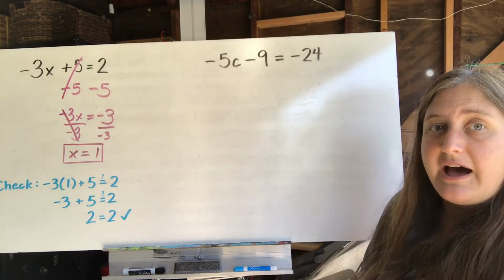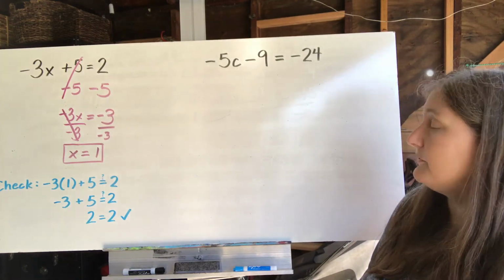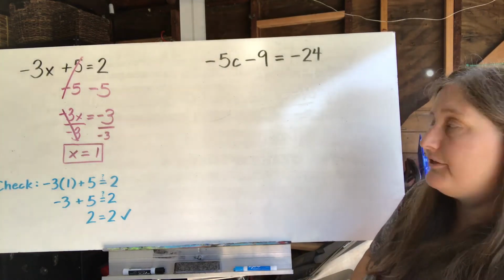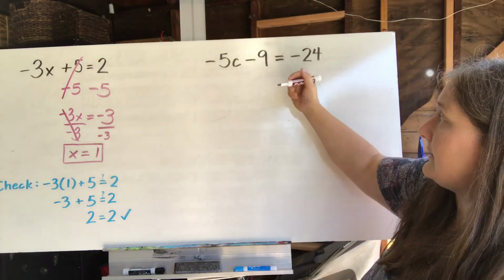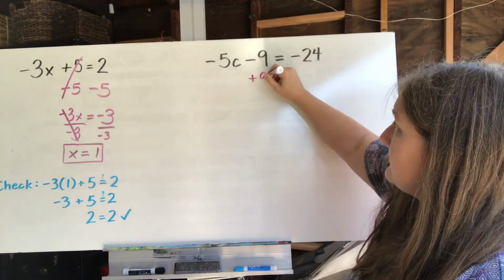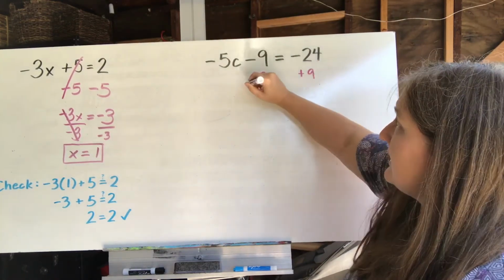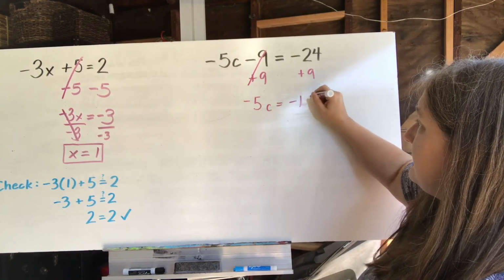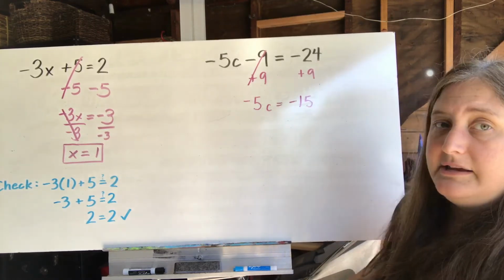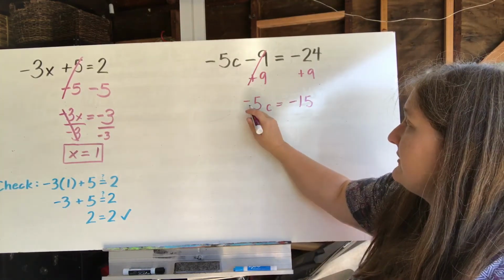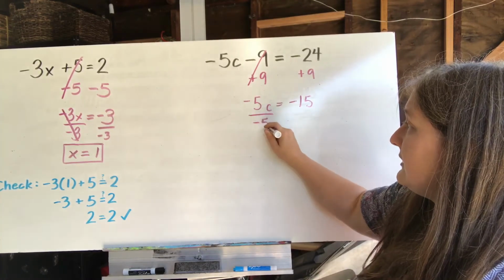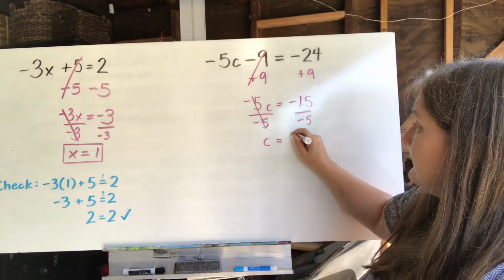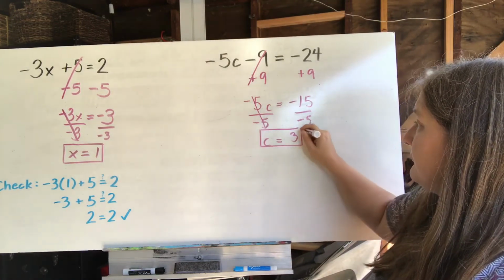Let's try one together. So here I have negative 5 times c minus 9 equals negative 24. So I'm trying to isolate my variable. I'm trying to get c by itself. The first thing I'm going to get rid of is this subtract 9, and I'll do that by adding 9 to each side. So here it cancels out, and I'm left with negative 5c, and this equals negative 15, because negative 24 plus 9 gives me negative 15. Now to get rid of this times negative 5, I'm going to divide each side by negative 5. Here it cancels out, and I get c equals positive 3. So this appears to be my solution for my variable.